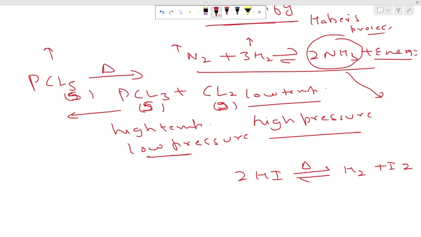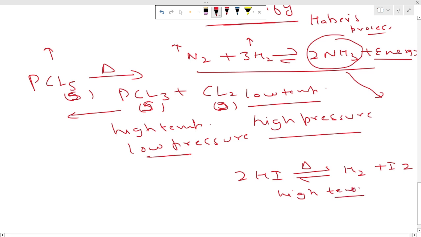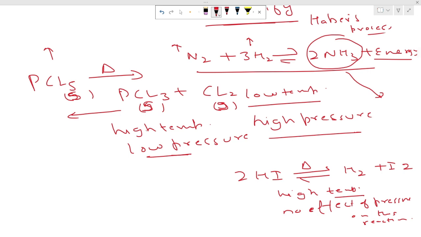Okay, now the favorable condition for this reaction is high temperature, because this is an endothermic reaction, and then for pressure, there is no effect of pressure, because the number of molecules in the reactants is equal to the number of molecules in the product, so there will be no effect of pressure on this reaction. Okay, so high temperature, no effect of pressure. So in this way we can determine the favorable condition for any reaction at which we can have more product formation, and this is the application of Le Chatelier's principle.